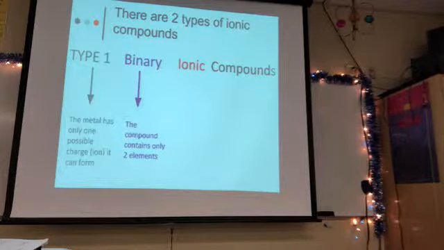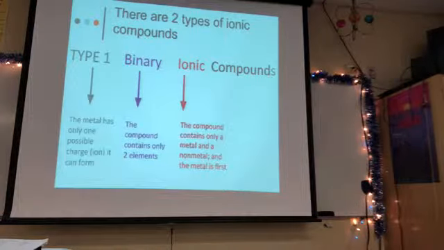An ionic compound has to have what 2 elements in it? Cation and anion. And all cations are represented by what type of element? Metals. So we have a metal and a nonmetal. The compound contains only a metal and a nonmetal, or a cation and an anion. And the metal is always written first in the compound.